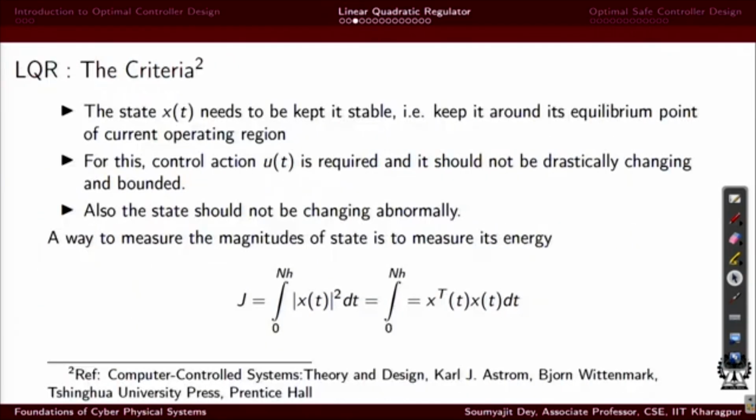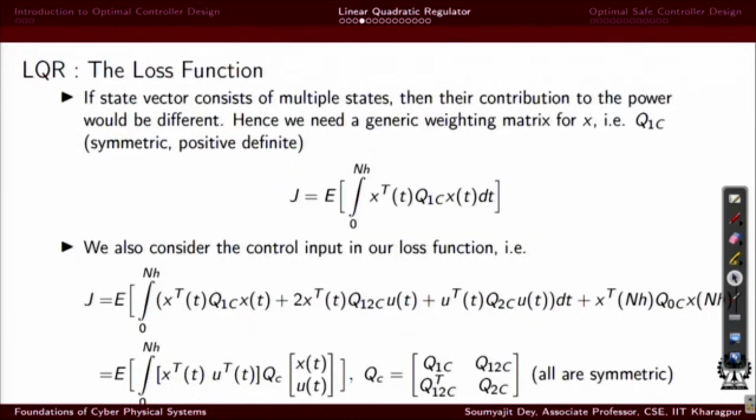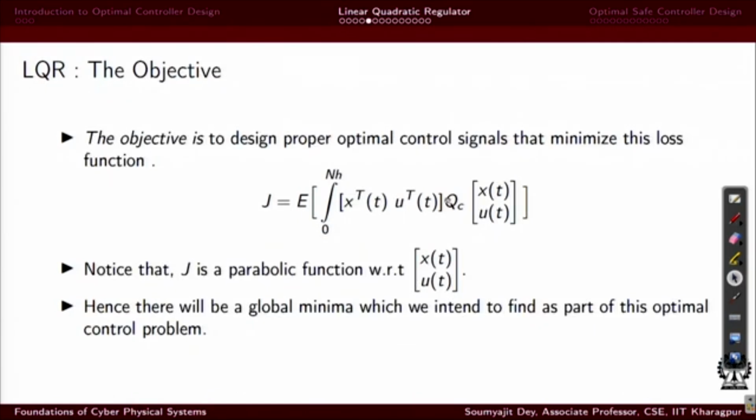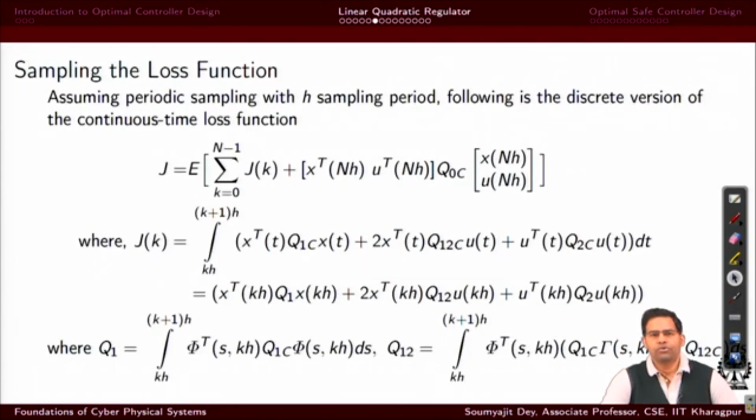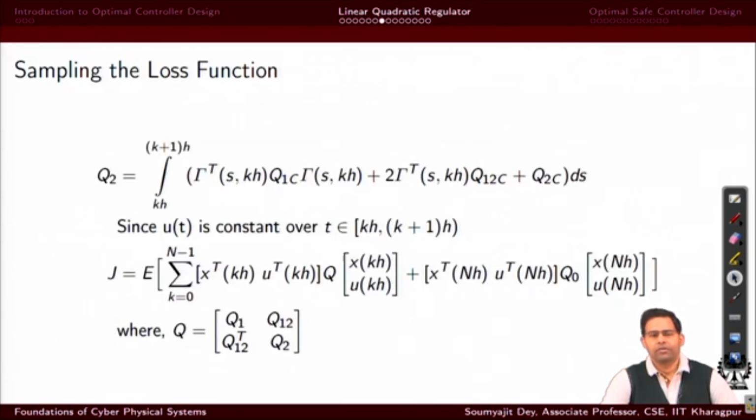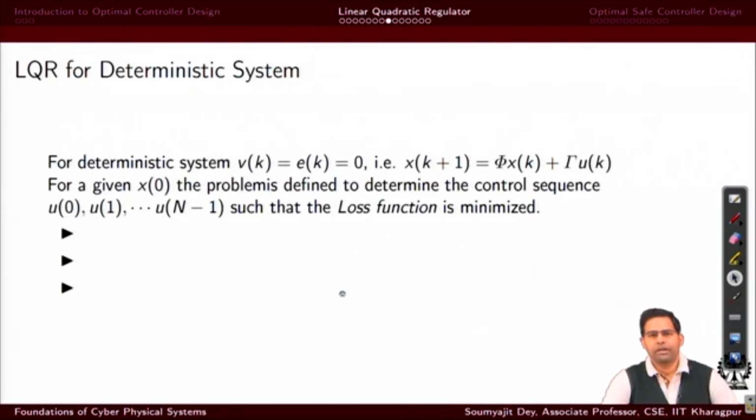I believe we have already set up the objective function here, and we have already observed that this would be a parabolic function with respect to x and u together as the state. Hence, what we want to do is figure out the sequence of control inputs which is going to minimize this function. Not only that, we have also observed that we can apply the principle of optimality here.